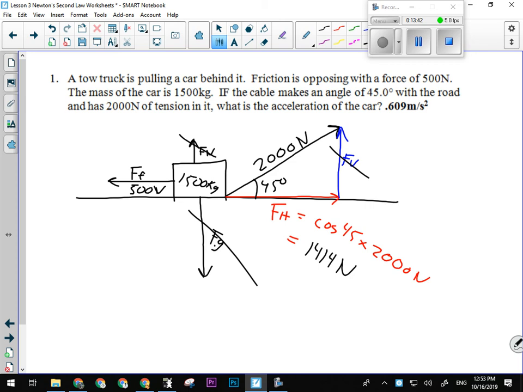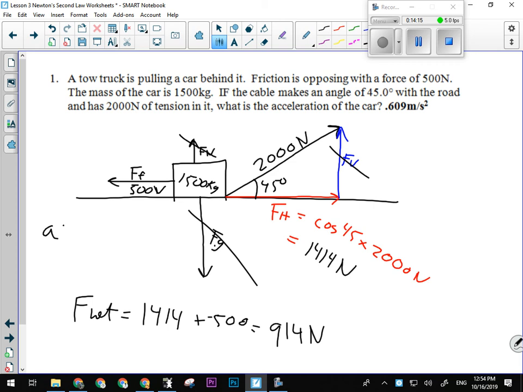So can I calculate the net force now? Yes. Net force is going to be the vector sum of all forces. I already eliminated ones that added up to 0. I'm only going to be worried about the ones going forward and backward. So 1,414 plus 500, which is negative because it's backwards, or minus 500, whichever way makes more sense to you. So we're going to have 914 point whatever newtons of net force. Everybody okay with that?